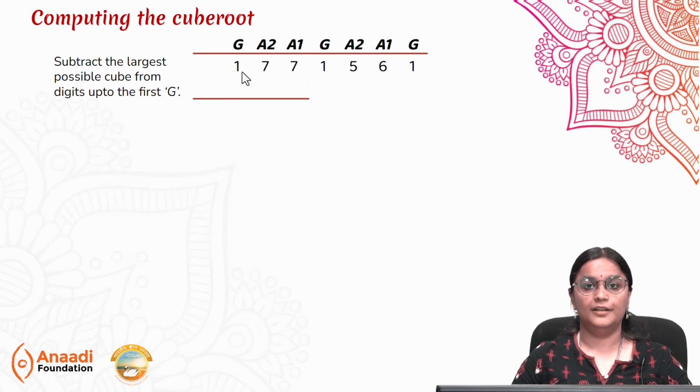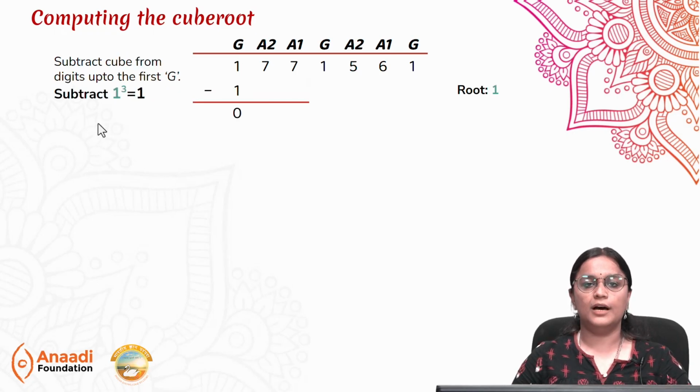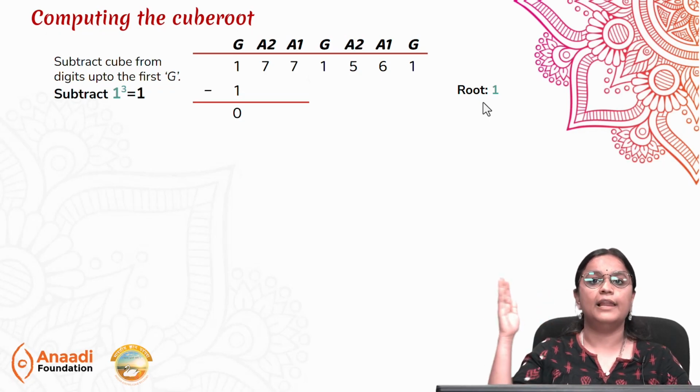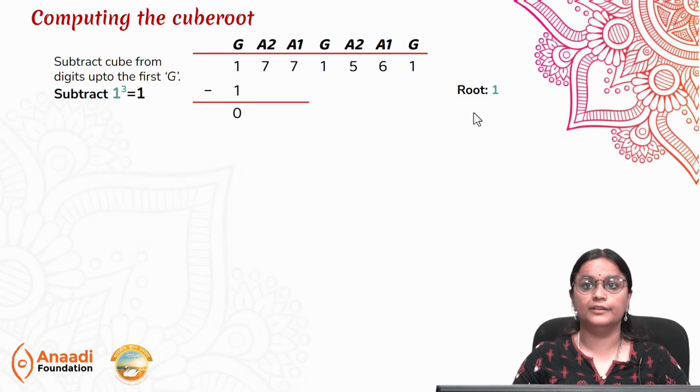Now, let us take the digits in the first ghana, which in this case is 1, and subtract the largest possible cube from it. So, the largest possible cube which we can subtract from 1 is 1 cube. Remember, whenever we subtract a cube from our digit, we add it here to our cube root. Subsequently, whenever we subtract a cube from a ghanasthana, we will add it to our cube root here on the right. Next, we bring down 7 from the dvitiya aghanasthana.